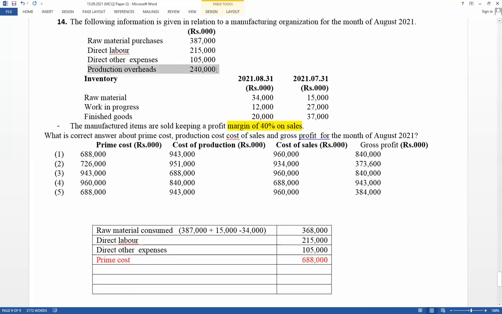Then plus production overheads. It has given production overhead of 240,000, as well as adjusting work in progress. Work in progress inventory is given: opening plus, closing deduct. Then production cost can be calculated. Opening work in progress is 27,000 and closing inventory is 12,000. Therefore, the difference is 27 minus 12, 15,000 plus. Then the total production cost equals 688,000 plus 240,000 plus 15,000, equal to 943,000. This is the total production cost.